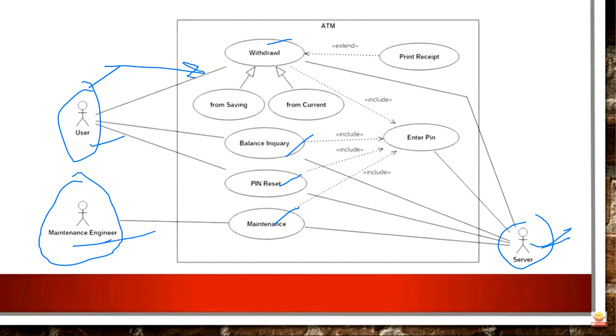But we will not say that. Why? Why are the user and maintenance engineer only your primary actors?